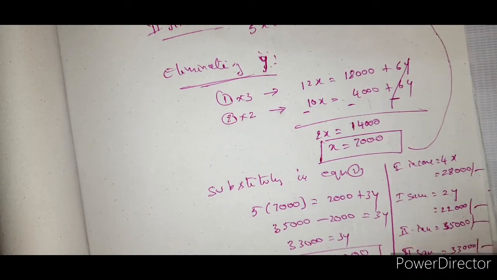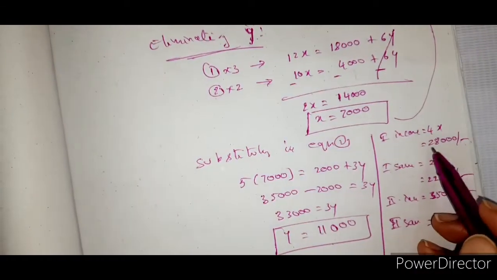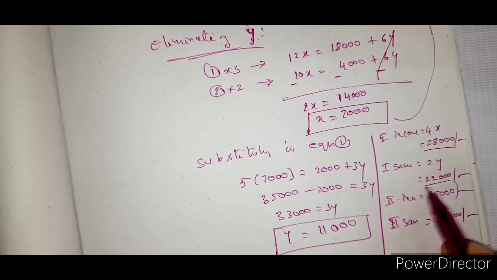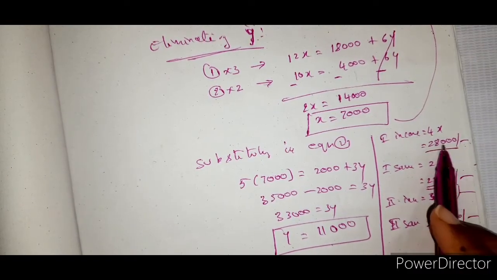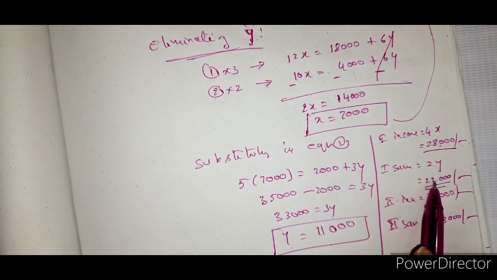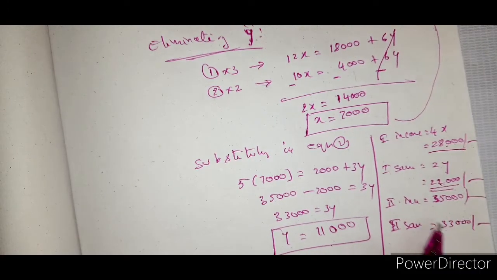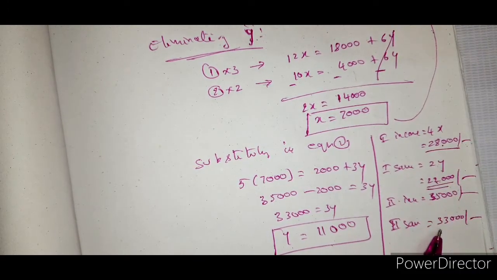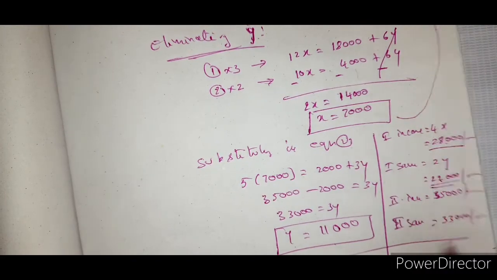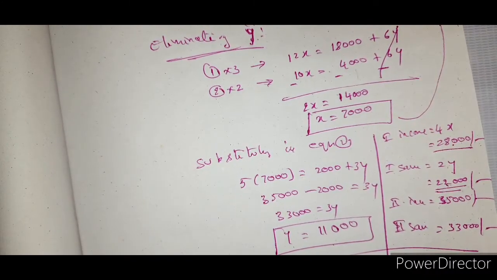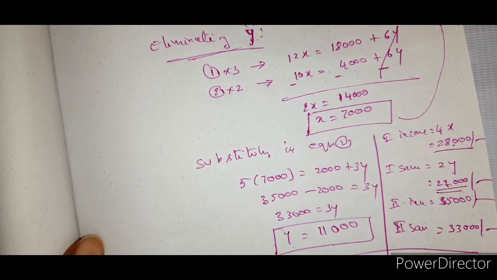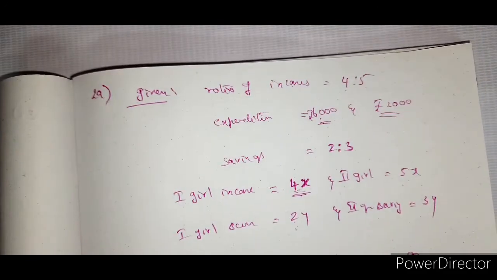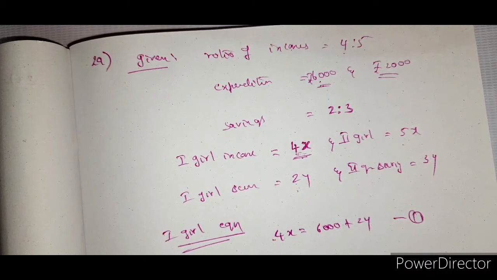So here the income is 28,000, there the savings are 22,000. So therefore 6,000 expenditure. Got it? Now 35,000, 33,000. What is the expenditure? 2,000. Verification part is also done. So this is the answer. Beautiful problem. Very nice problem. Pause the video and please note it down.